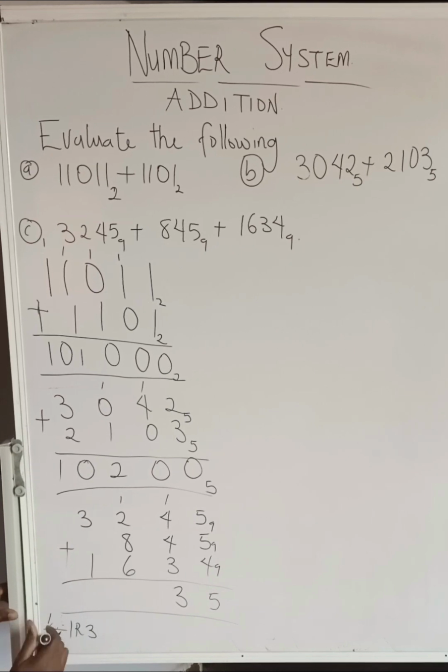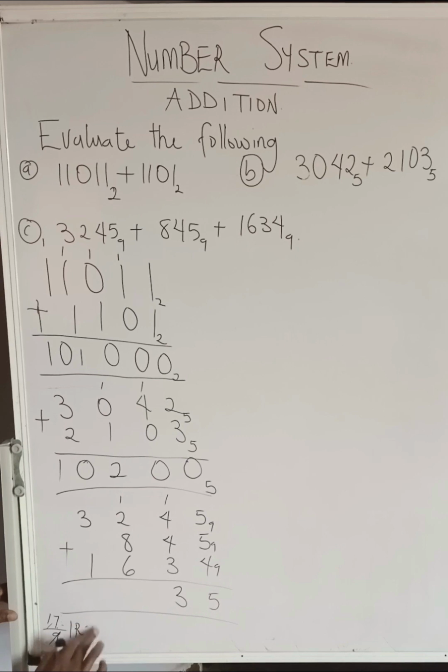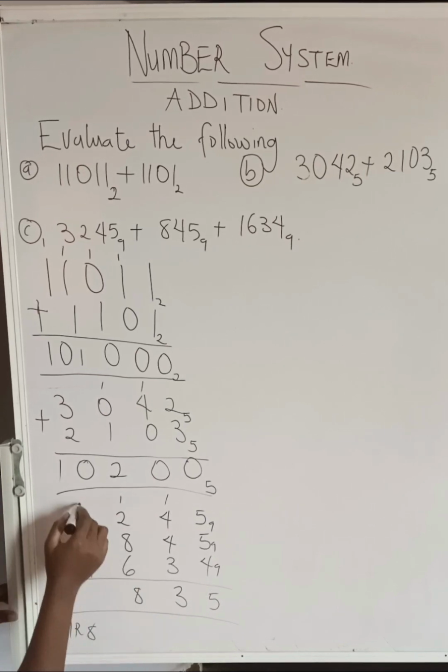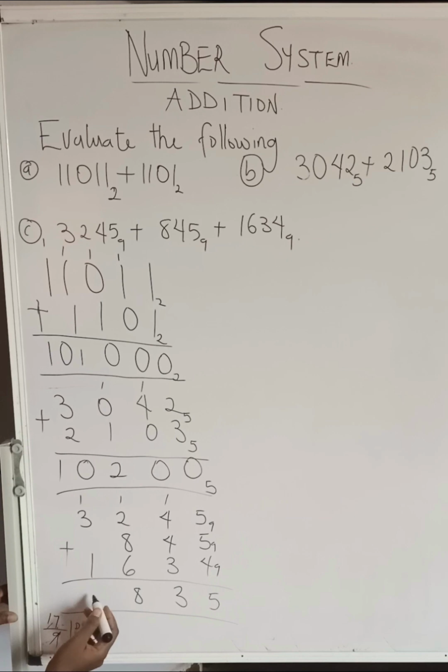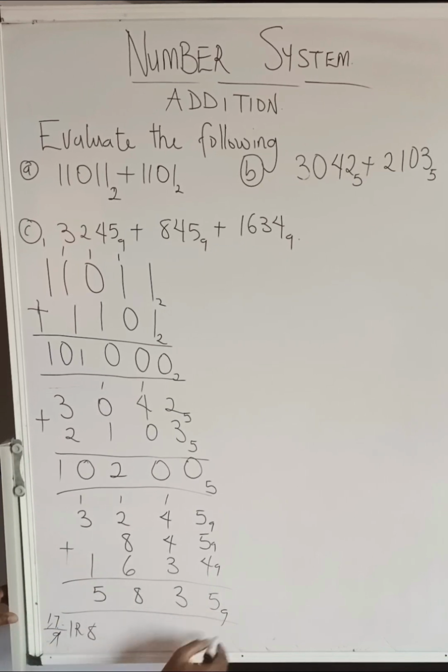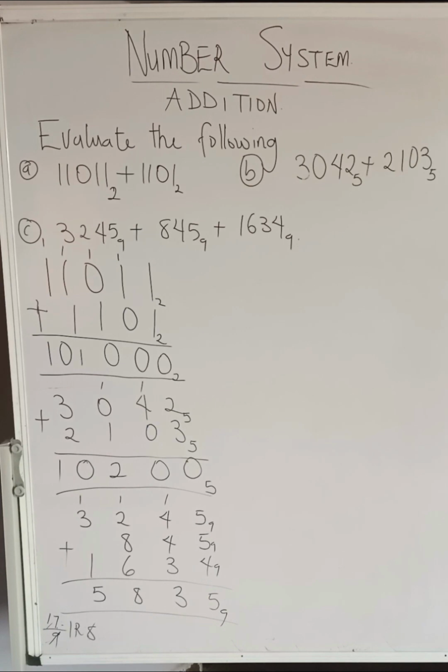Now we have our 17 here. How many times will 9 go into 17? Once. And now what will it remain? 8. We write our 8 here and carry 1 here. 1 plus 2 is 3, 3 plus 0 is 3, 3 plus 1 is 4. Can we write our 4? Oh, yes. So now we have our answer, which is 5835 base 9. And that's our final answer.